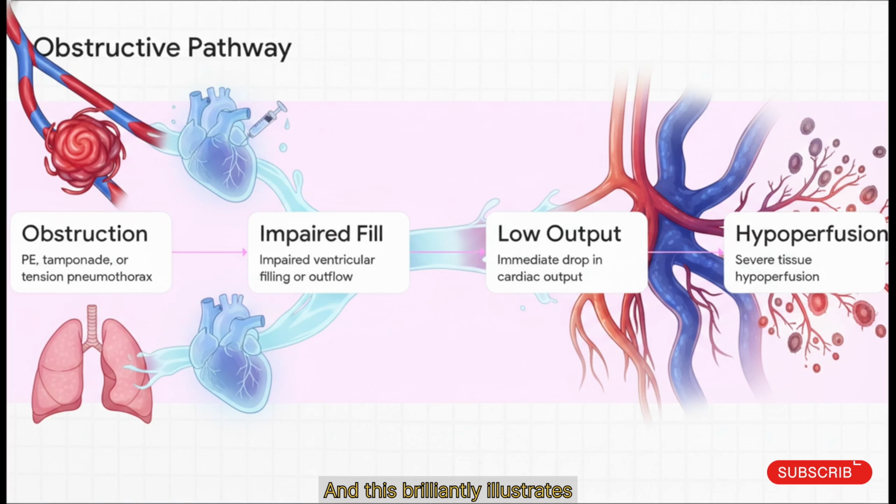And this brilliantly illustrates why obstructive shock looks hemodynamically so similar to cardiogenic shock. The cardiac output is decreased and blood backs up, causing things like jugular venous distension. But the absolutely crucial difference here is that the heart muscle itself is perfectly fine. It's that physical barrier causing the crisis.